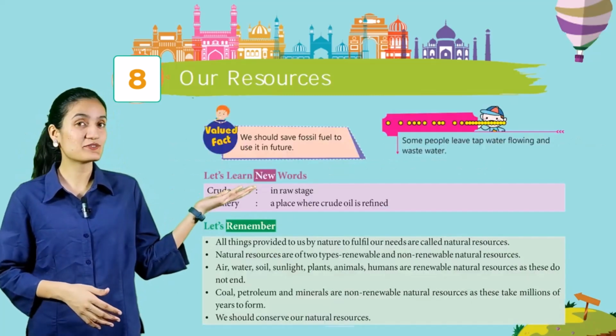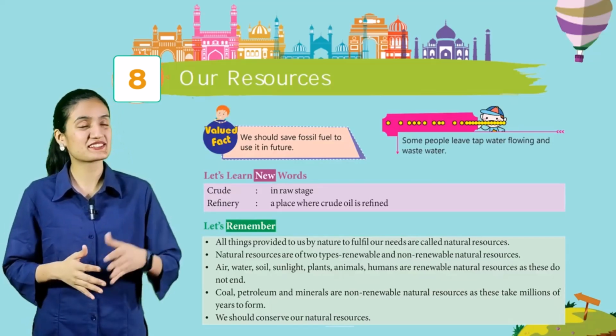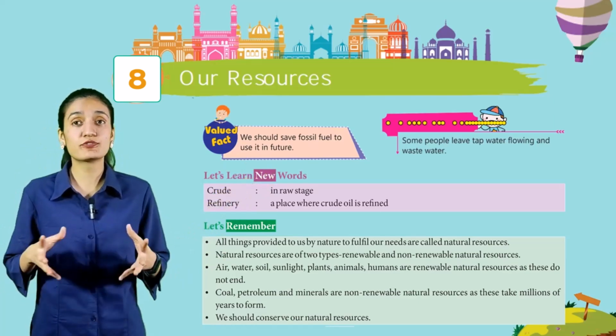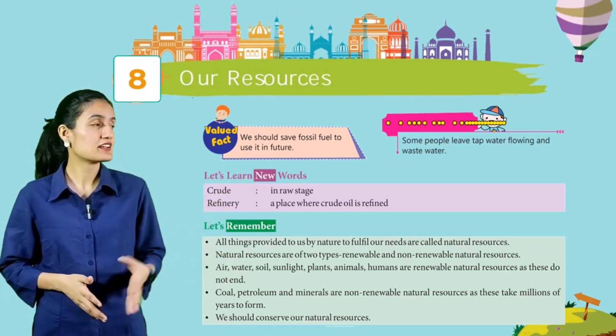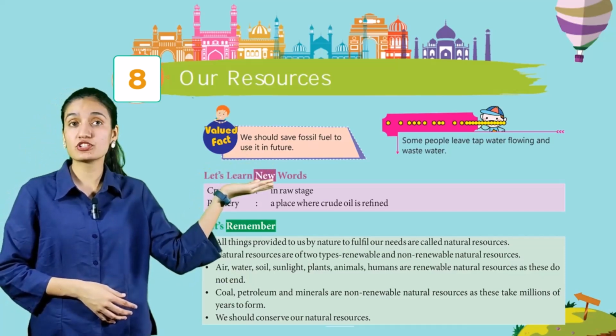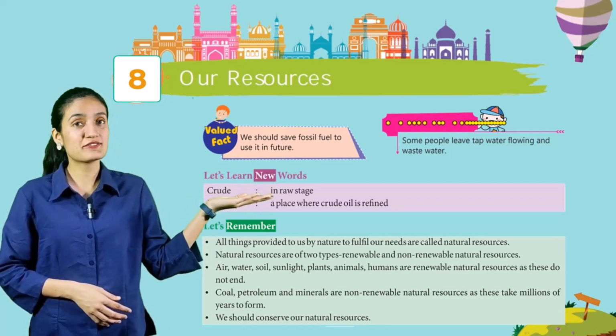Now we have a valued fact. We should save fossil fuel to use it in future. Next is awesome fact. Some people leave tap water flowing and waste water. Now students, let's learn new words. Crude, in raw state. Refinery, a place where crude oil is refined.